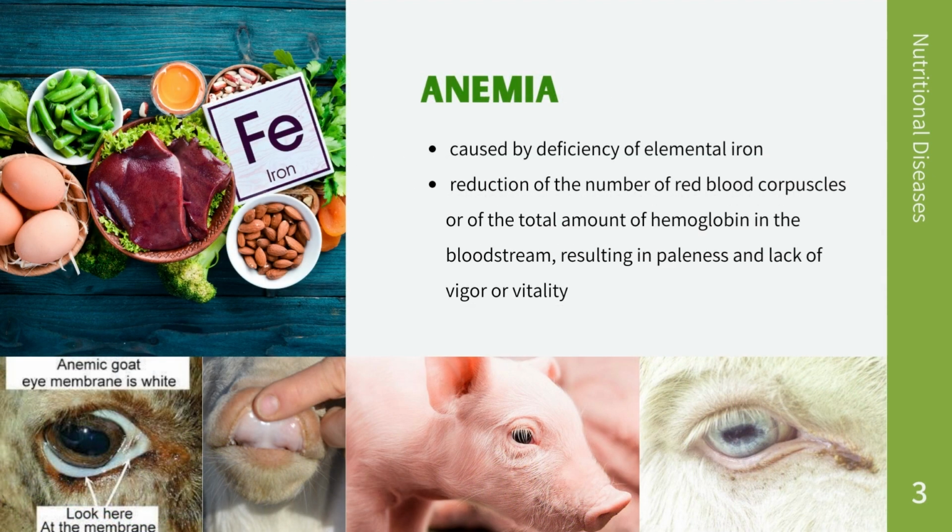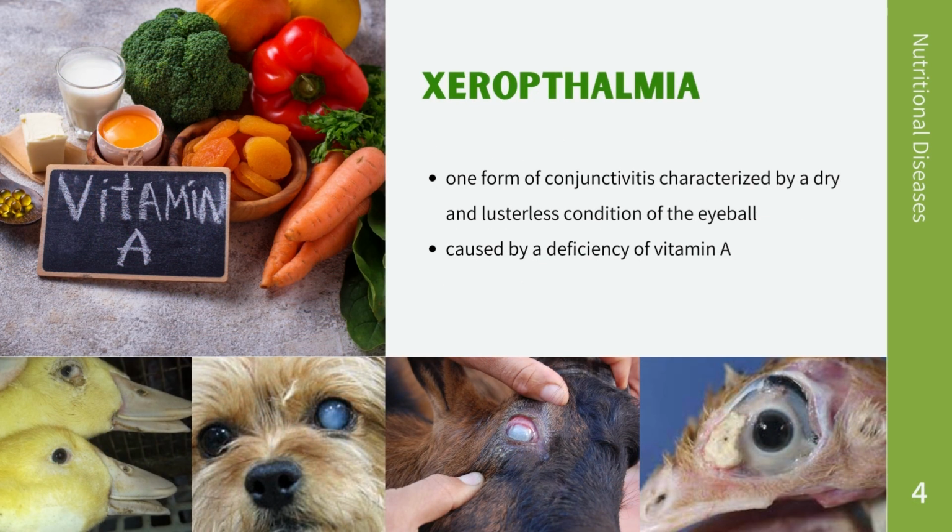Anemia. Deficiency of elemental iron is a culprit of this disease. There is a reduction of the number of red blood corpuscles or of the total amount of hemoglobin in the bloodstream, resulting in paleness and lack of vigor or vitality. Lastly is xerophthalmia. This is one form of conjunctivitis characterized by a dry and lusterless condition of the eyeball and caused by a deficiency of vitamin A.